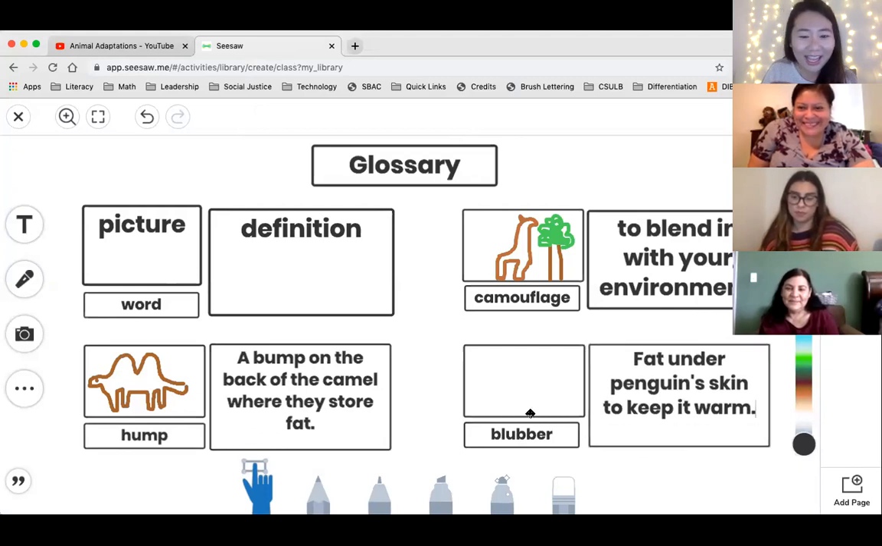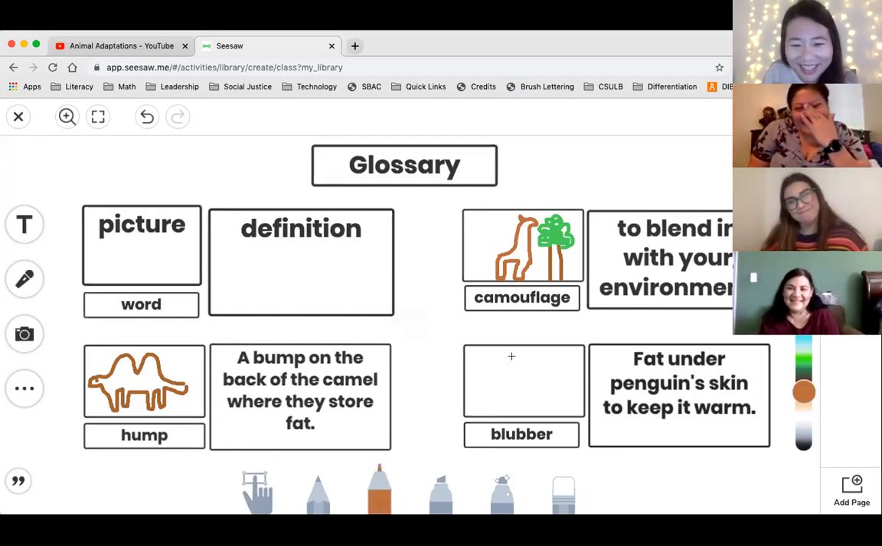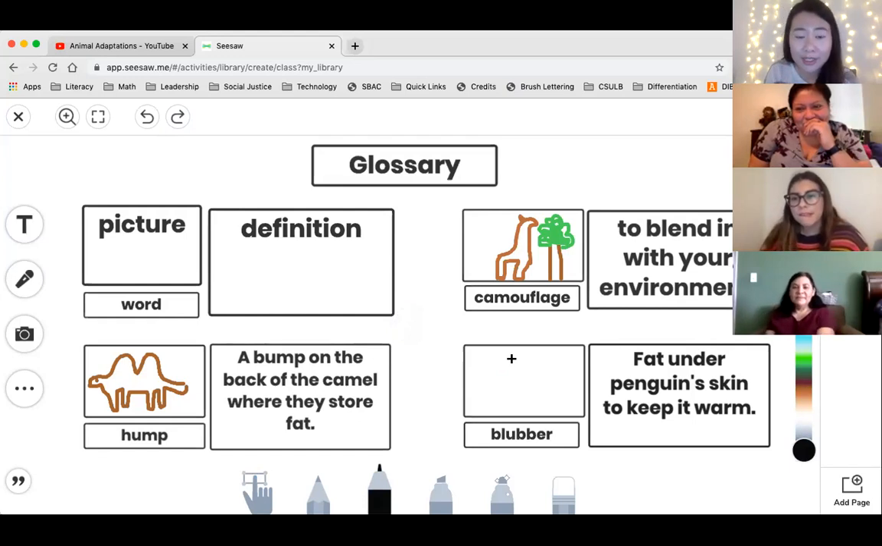Awesome. And good luck, Miss T, drawing this blubber. Oh, oops, why is it brown? I want it to be black. So again, when we think about our drawings, I'm not just going to draw a penguin because I talked about a penguin. I'm drawing the word. So I'm looking at blubber, and Miss Hernandez told me it's fat under the skin. So I'm going to maybe draw its body a little bit.